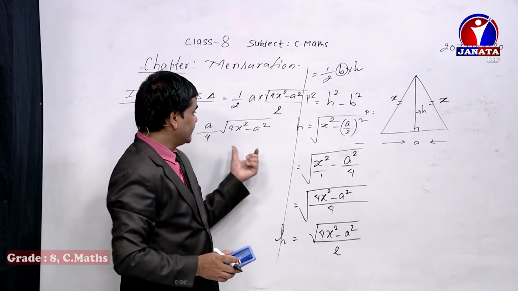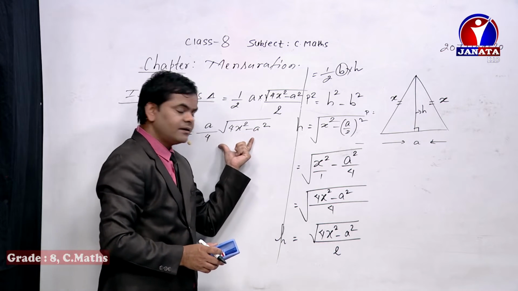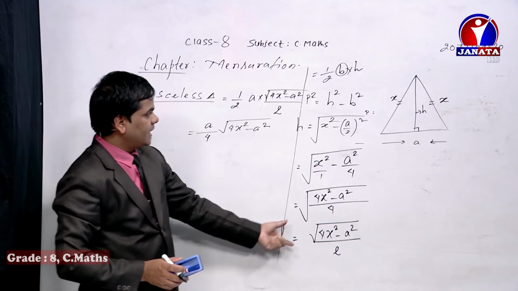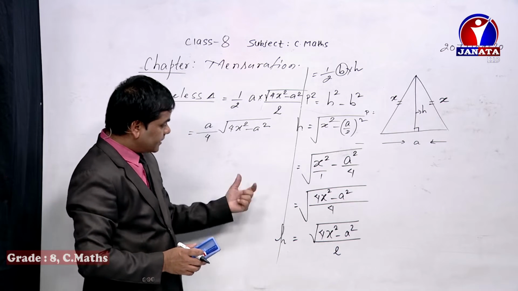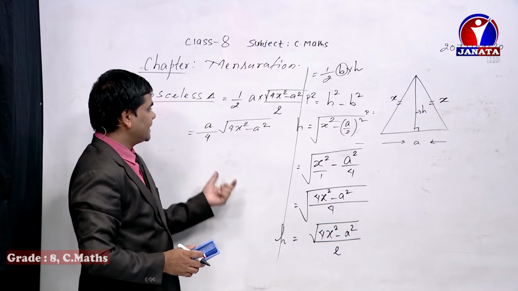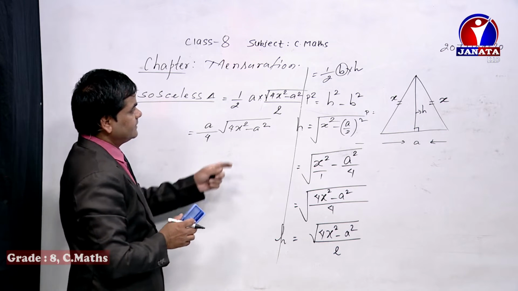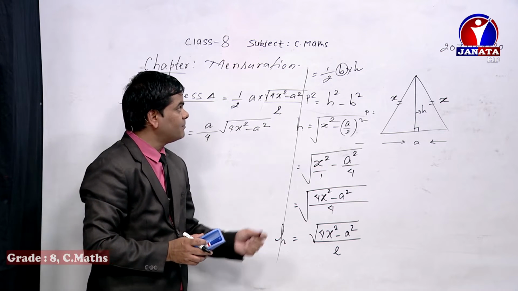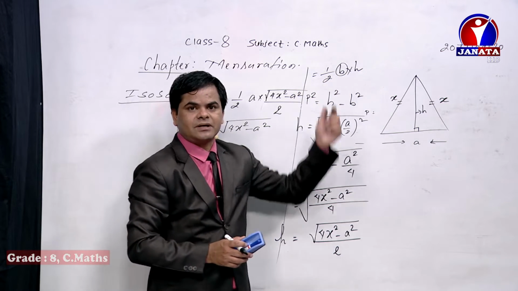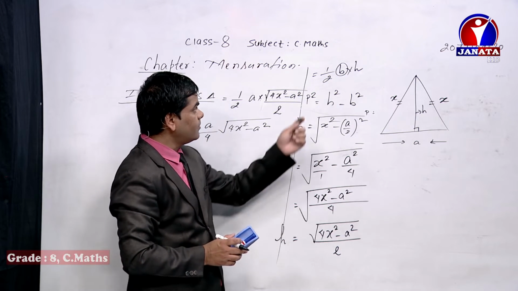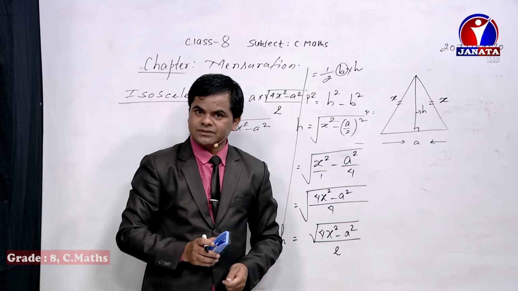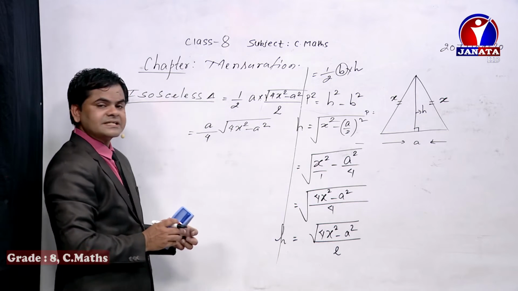So rather than rote learning, the student who derives it this way will get good marks in mathematics, dear student. So keep in mind, this is the way of deriving the formula by using the general area formula of a triangle, 1 by 2 base into height, in the case of an isosceles triangle.